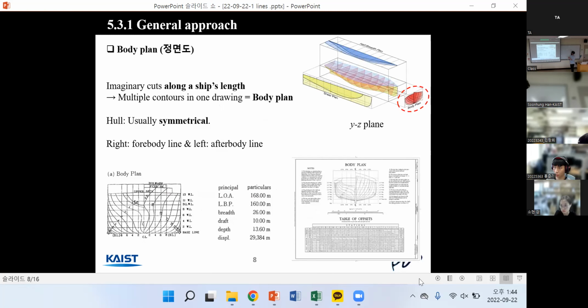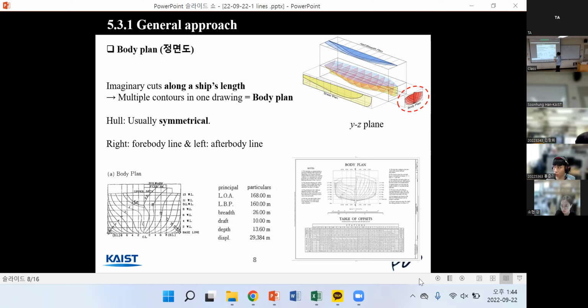The first thing I want to explain is the body plan, Jeongmyeon-do in Korean. Let's imagine cutting the shape along the length direction. For a certain cross section, we get the contours, and if we have sufficiently many cross sections, we can get multiple contours. Finally, by drawing the multiple contours on one paper, we can construct the body plan.